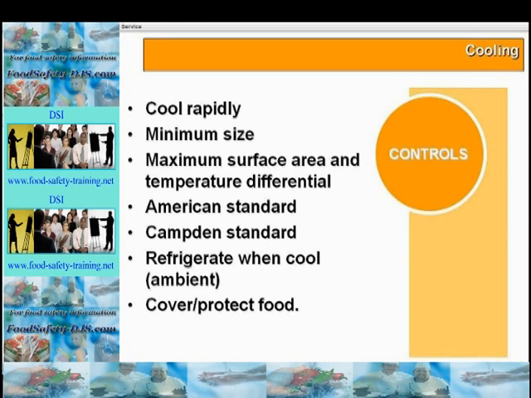Refrigerate when close to room temperature or immediately after cooling. Cover and protect food. Remember that not contaminating food after cooking is paramount. Keep separate from raw food. Liquids should be stirred and or decanted to maximum depths of 2.5 centimeters or about an inch.